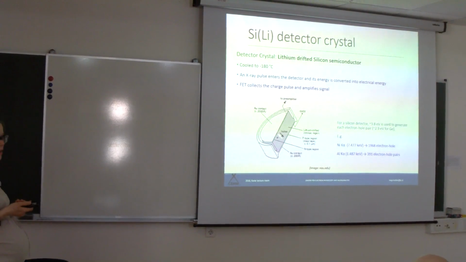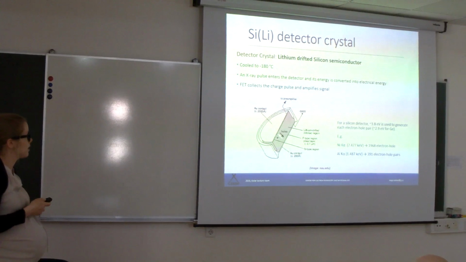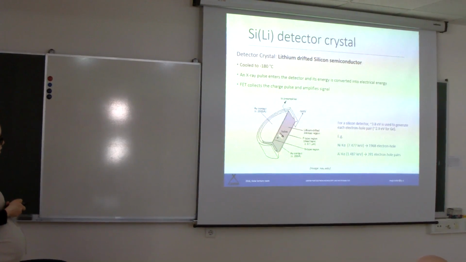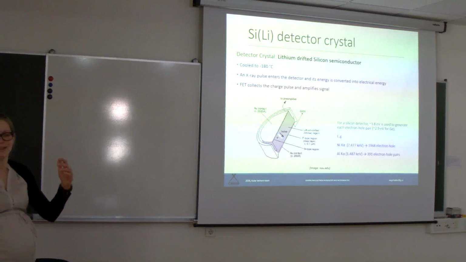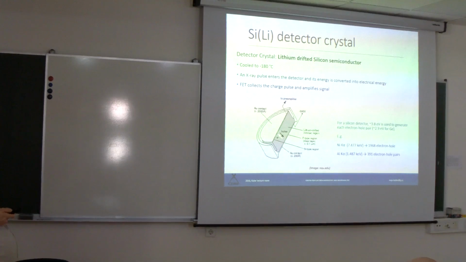So what is the Si(Li) detector made of? It's a lithium-drifted silicon semiconductor. It's cooled, and this is a cross section. When an X-ray hits the silicon, it produces electron-hole pairs. In the silicon detector, the energy is 3.8 eV per pair. So if you have a nickel K alpha line, you will produce almost 2,000 electron-hole pairs, and with a lower-energy line you will produce 400. If you got a backscattered electron here, or two backscattered electrons, the error would be 1%. That's why you have to have a trap for the electrons.